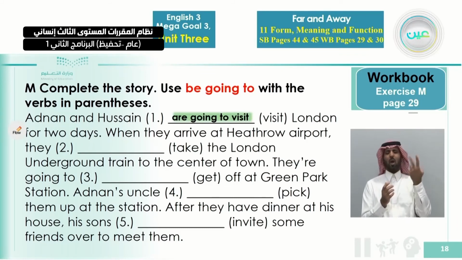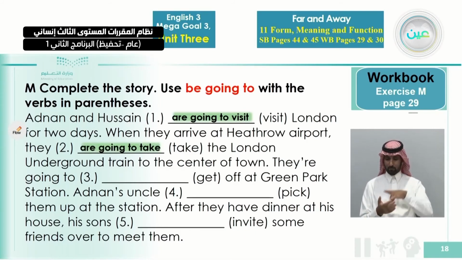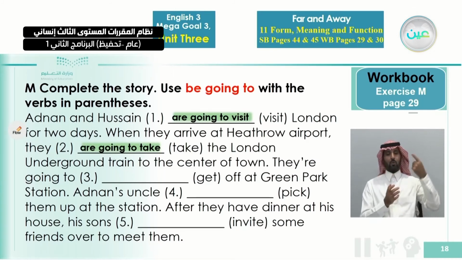When they arrive at Heathrow Airport, they what? Take the London Underground train to the center of the town. What is the plan here? Using the verb take, we can say they are going to take. So if you want to form this sentence, you say going to and you add the verb in the infinitive form. Before going to, you need to choose the right auxiliary verb, whether am, is, or are. If you are talking about I, you say am. He, she, it, you use is. And if you talk about the plural or they, we, you, use are.